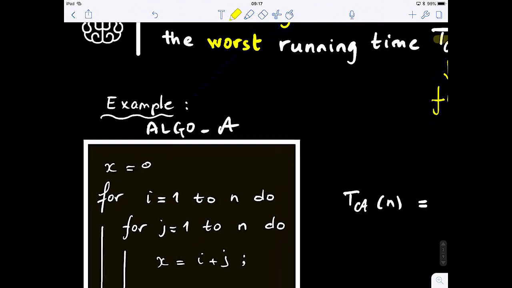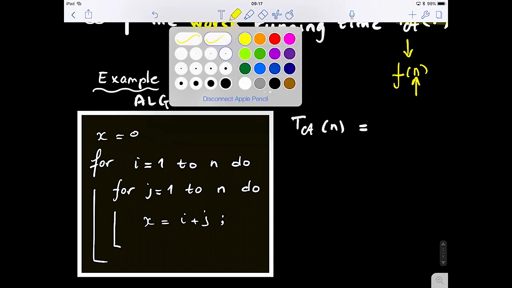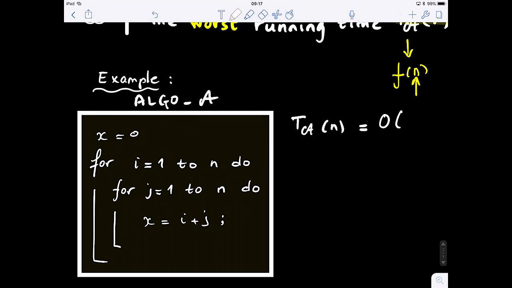So let's look at this example. This is quite simple. Now, what is the time complexity of this algorithm? It's in the order of n squared. Good. So it's quadratic. This one is in the order of n squared.